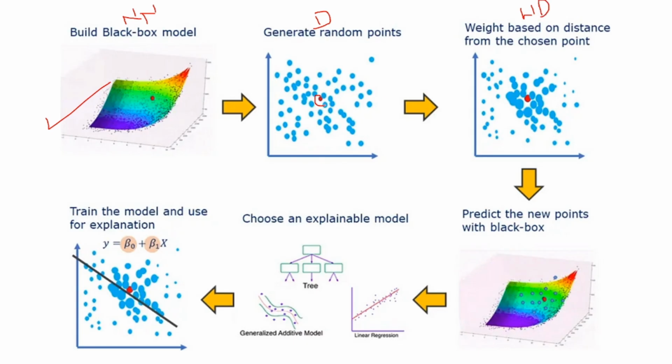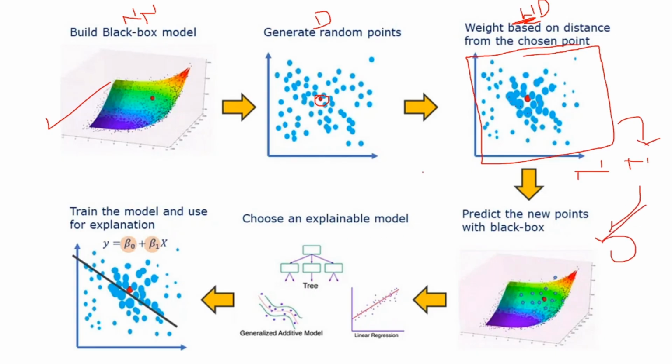So you choose a point also. While generating random points, you also choose a point, which is better if it's in the middle. You give weights based on the distance from the chosen point. If it's closer, it has higher weight. If it's farther, it has lower weight. Now these points are passed to the trained neural network model and outputs are taken. So now we have a set of new weighted data points and outputs from them, taken from the neural network model.